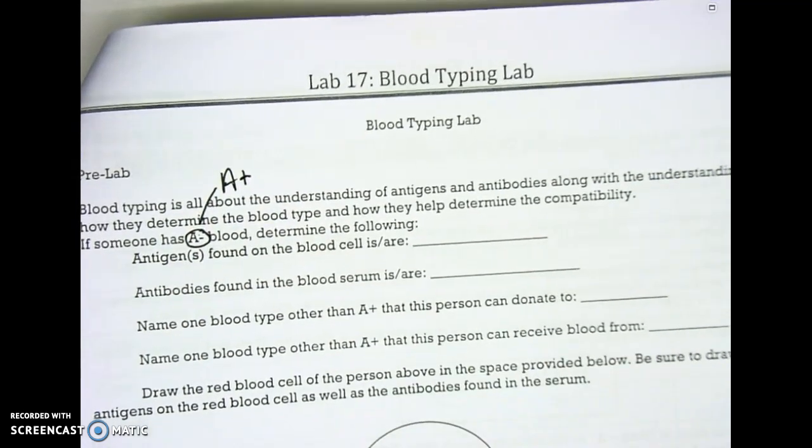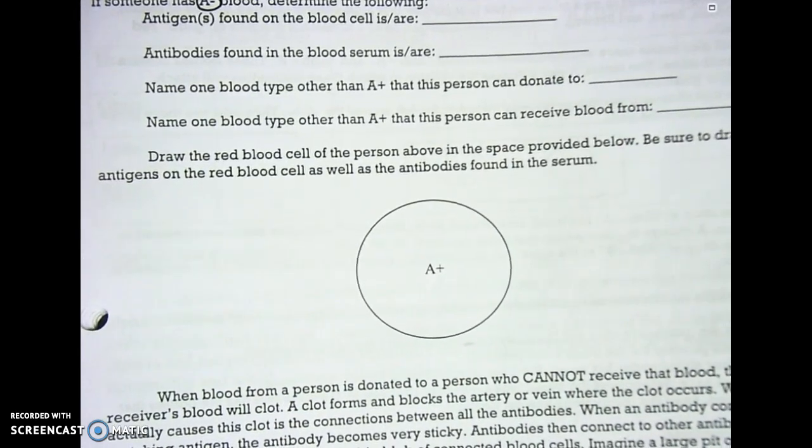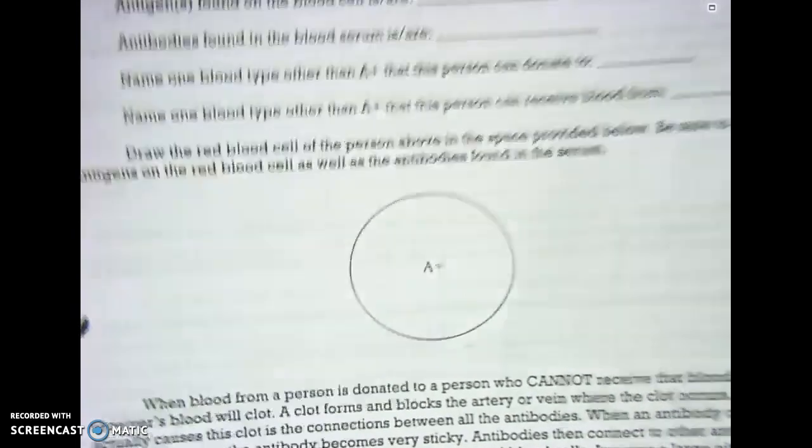Then answer the pre-lab questions with your partner to go through a review of what blood typing is and how you achieve a certain blood type.